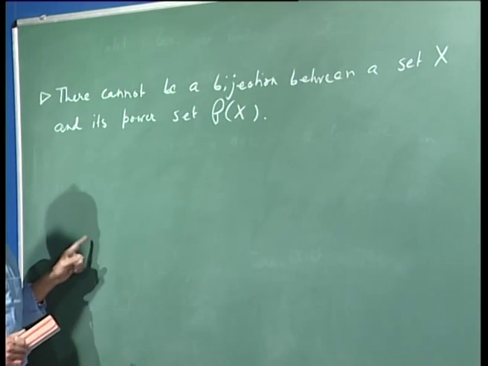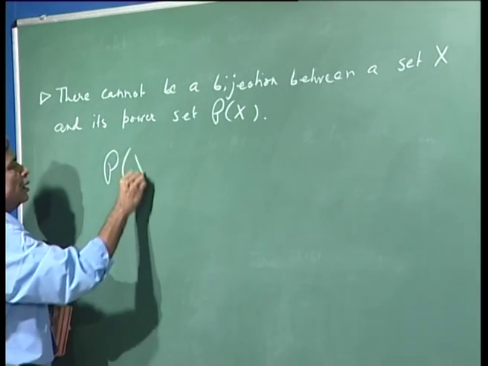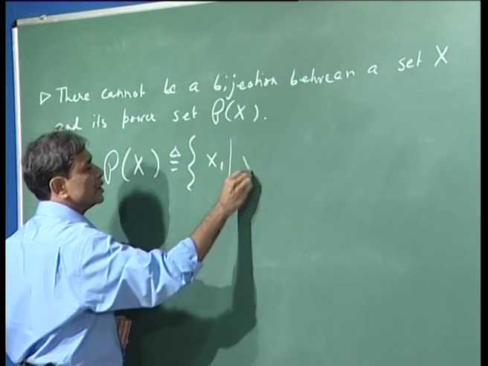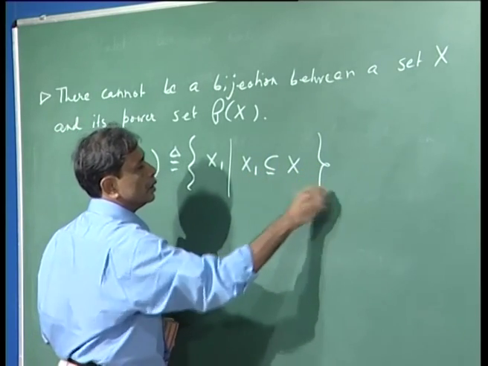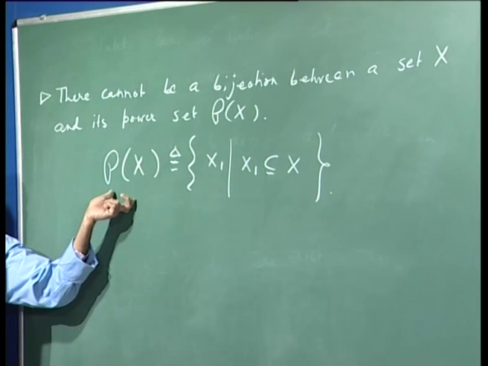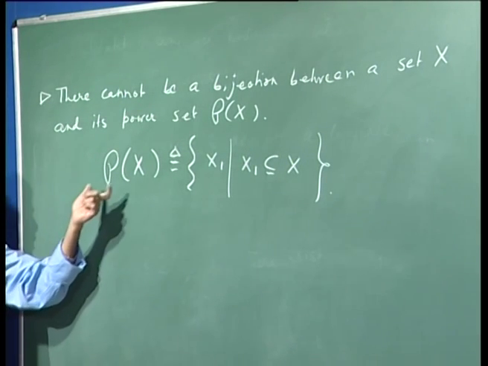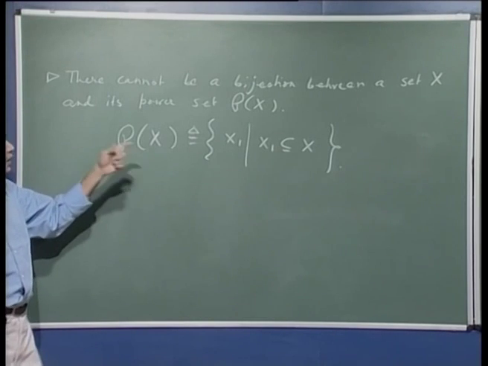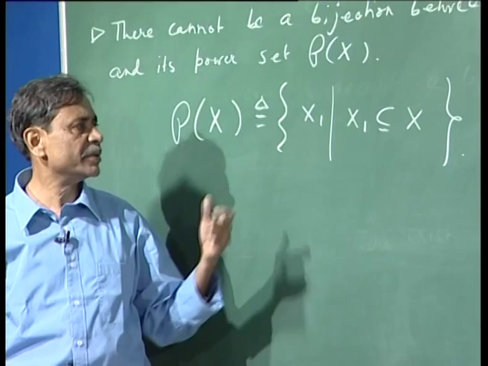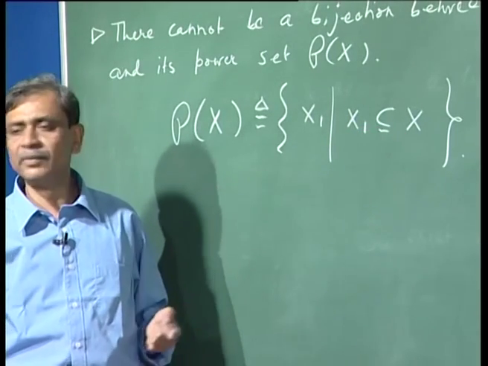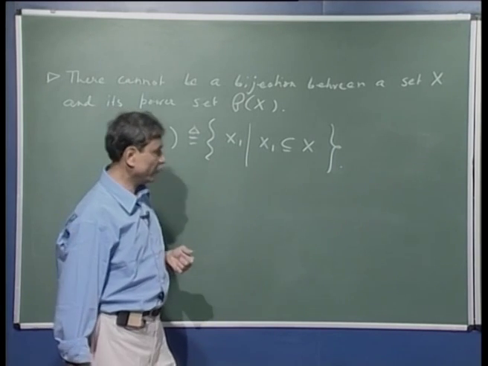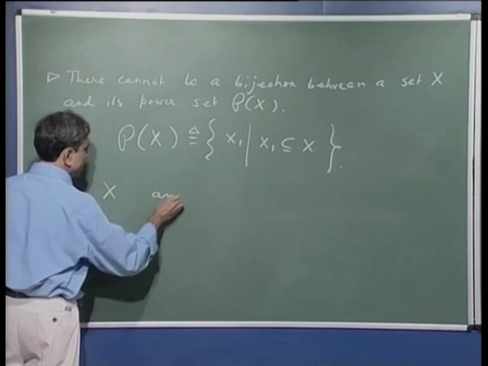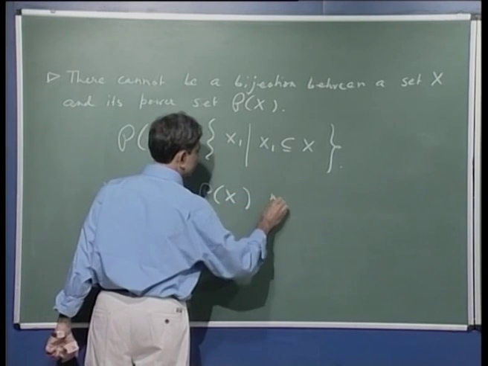Now, what is the power set of X? P(X) is by definition the set of all X1 such that X1 is a subset of X. So the power set of X is a set itself, as the name suggests, and this set contains all subsets of X. In particular, it contains the empty set, because the empty set is a subset of X, as well as X itself, because X is a subset of itself. What this statement says is that between X and P(X), no bijection is possible.